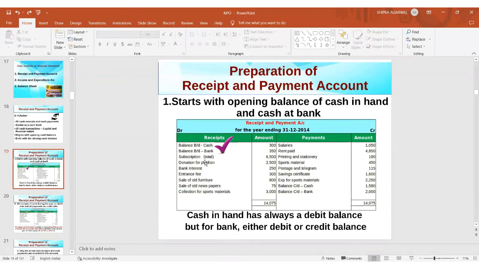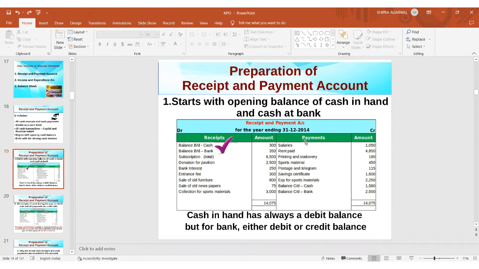And then all the receipts. You can see even the format is the same as we used to have in the cash book. This line is the center of the receipts and payments account. Anything to the left of this is known as debit, and anything to the right of this is known as credit. So all the receipts, apart from your balance, are to be written on this side, like subscription, donation, bank interest, entrance fees, sale of old furniture, sale of old newspapers, collection of sports material, everything.